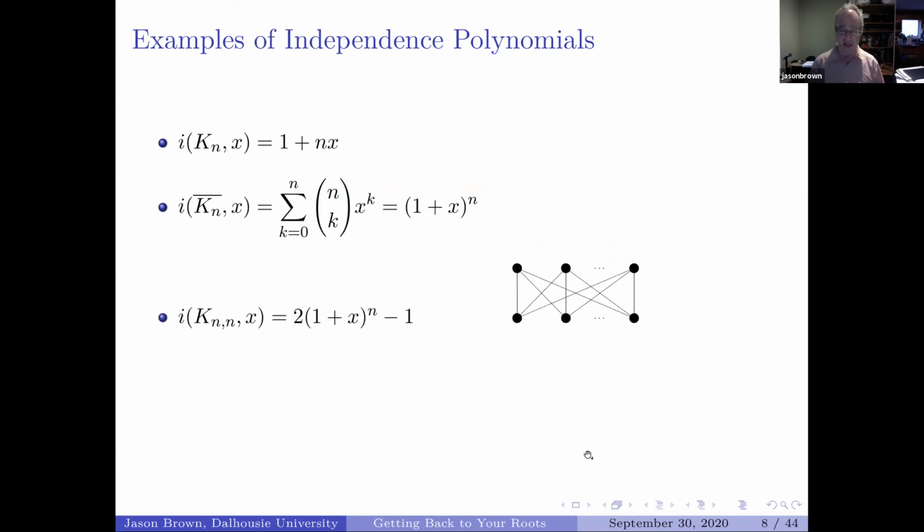What about if we take a complete bipartite graph with sides of size n? We have n points on top, n points on the bottom, and all the edges in between. No edges amongst points in the top, no edges amongst points in the bottom. Well, what are your independent sets? Your independent sets are subsets of either the top or the bottom. So the generating function for a subset of the top is (1 + x)^n, because there are n points there. Likewise for the bottom.